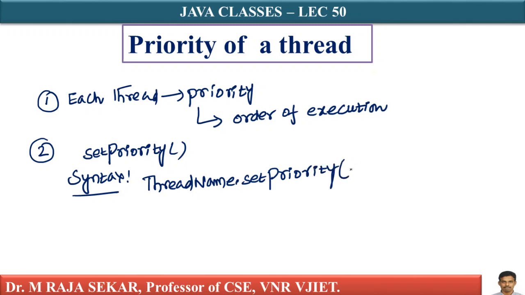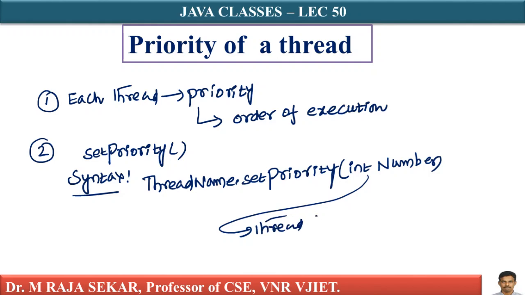In the argument, I can take an integer number. Strictly speaking, it's a natural number. What is this int number? The int number is an integer value to which the thread priority is set. This is basically the thread priority. We will try to understand with the help of a simple program.